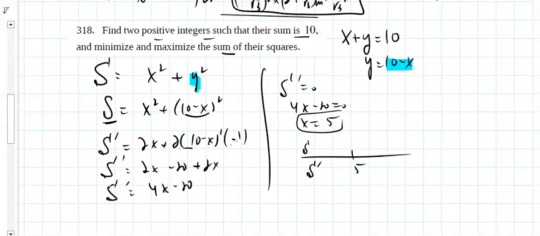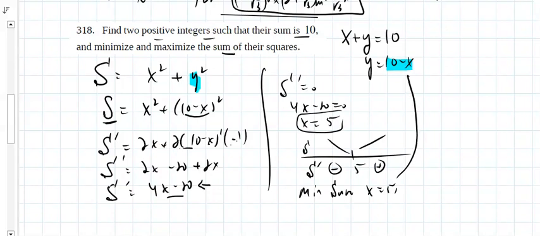There's the sum prime and there's the sum. Pick a point to the left, say 1. If you put 1 in there, you'll get 4 minus 20, which is negative. If you take 6 and put it in there, 24 minus 20 is positive. So we have a minimum sum when x equals 5, and if I put 5 in there, y equals 5. So 5 and 5 will give you the smallest. Now, since this is always decreasing, either the left endpoint or the right endpoint will give you the maximum.